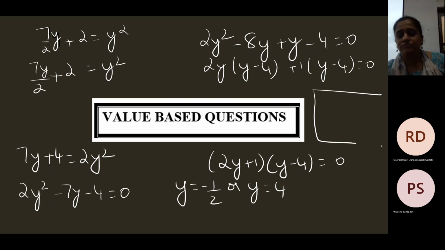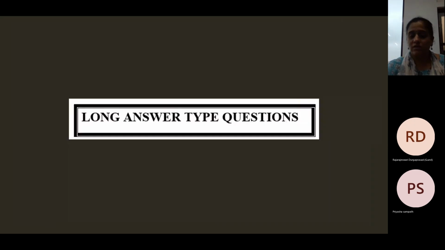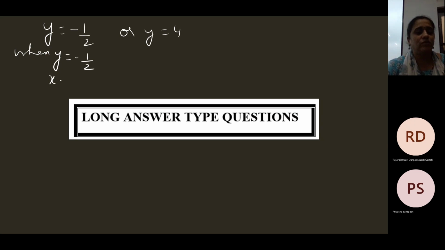I'll do it here. When y is equal to minus 1 by 2 or y is equal to 4, we get x. So when y is equal to minus 1 by 2, x is equal to y square, so x is equal to minus half the whole square. So x is equal to 1 by 4.